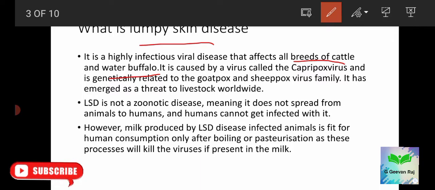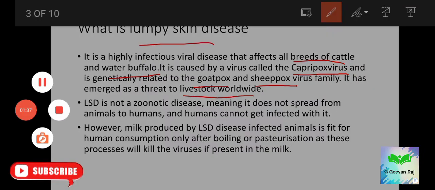It is caused by a virus called capripox virus and is genetically related to goatpox and sheeppox virus family. So, this disease is caused by a virus, and this virus is related to goatpox and sheeppox virus families. It has emerged as a threat to livestock worldwide. So, it mainly affects cattle and buffaloes. So, it is a threat to livestock supply all over the world.